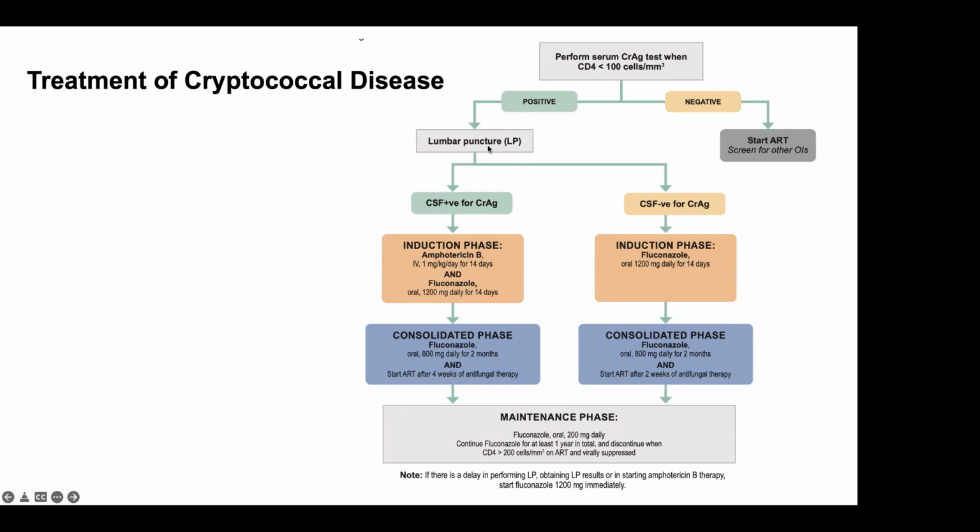If the lumbar puncture results come back negative, you can then start fluconazole 1,200 milligrams for 2 weeks. After 2 weeks, you can reduce the dose to 800 milligrams for 2 months. After 2 months, you can reduce the dose to 200 milligrams daily for at least a year. It should not be stopped until a patient has a high CD4 count, higher than 200, and the viral load is suppressed. So that is very key right there.